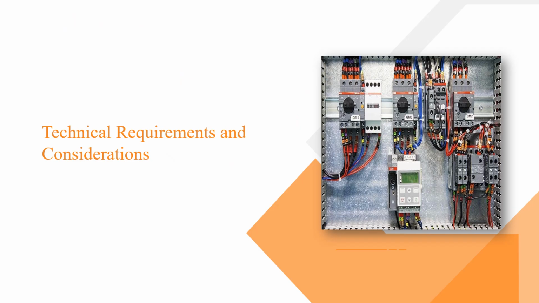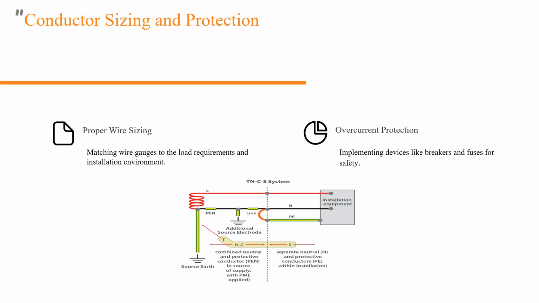Now we will discuss technical requirements and considerations in building wiring system. Conductor sizing and protection involves selecting the appropriate conductor size and overcurrent protection device like fuses or circuit breakers to ensure safety and reliable electrical operation, preventing overheating and potential hazards like fire.